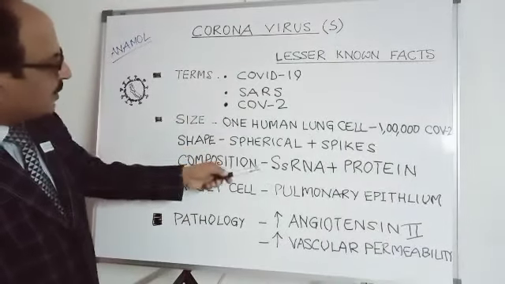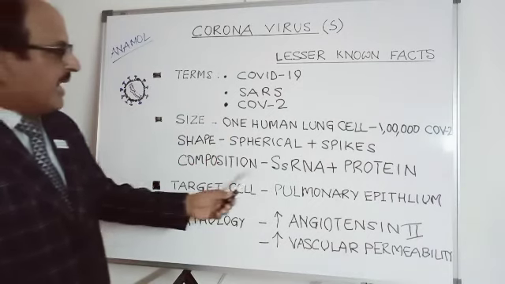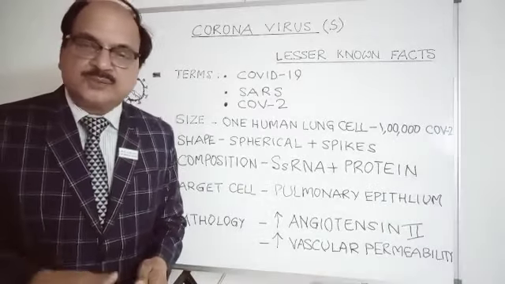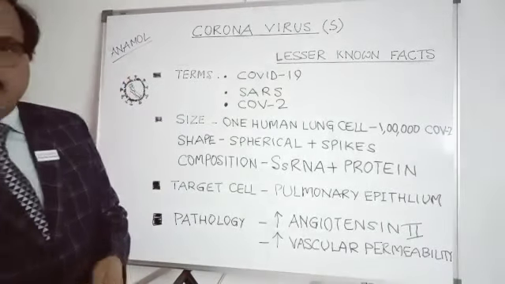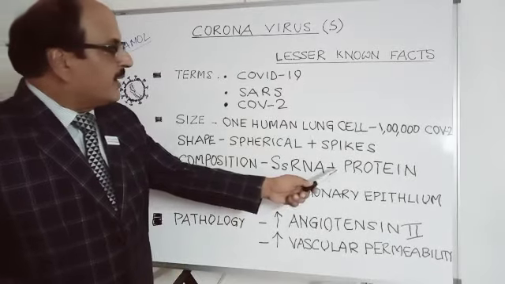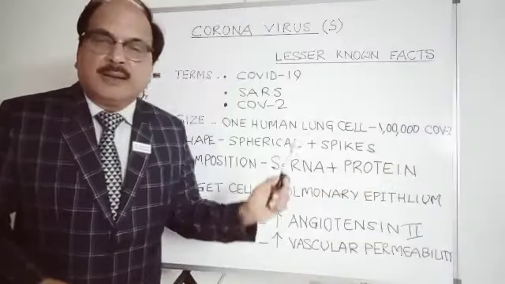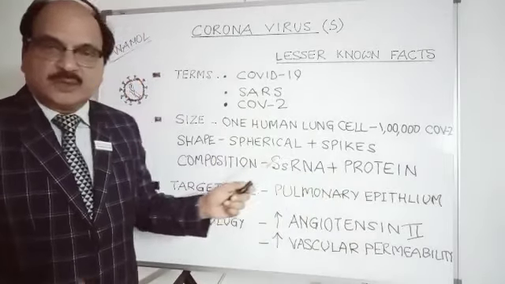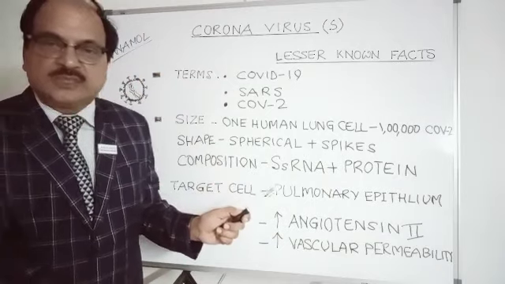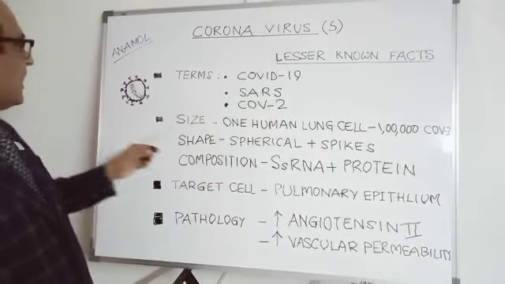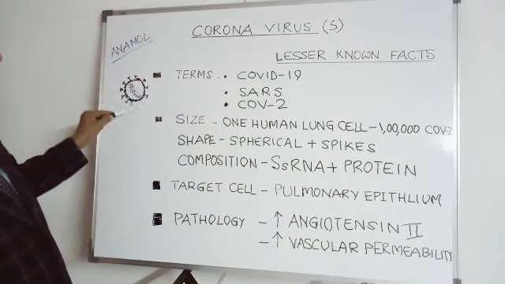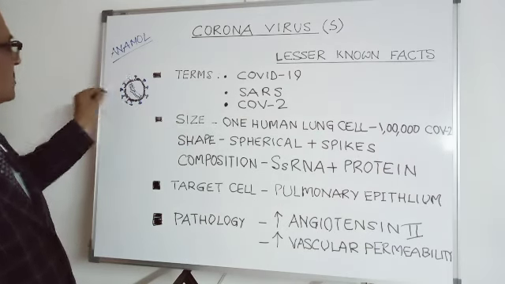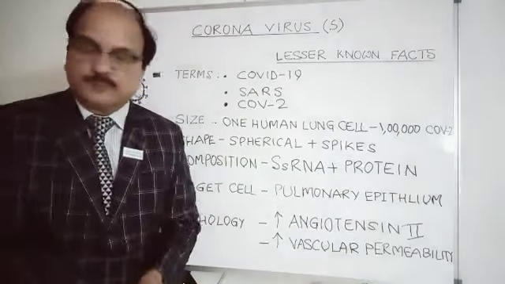What is this virus's composition? ssRNA, single strand RNA. This is an RNA virus. Most of the viruses are RNA viruses. And it has got a little amount of protein. Why are we coming to this? Because this information is very important for us to later on design and understand how this disease happens. Single stranded RNA which is in the center, and the proteins which are on the spikes as well as on the surface of the envelope.